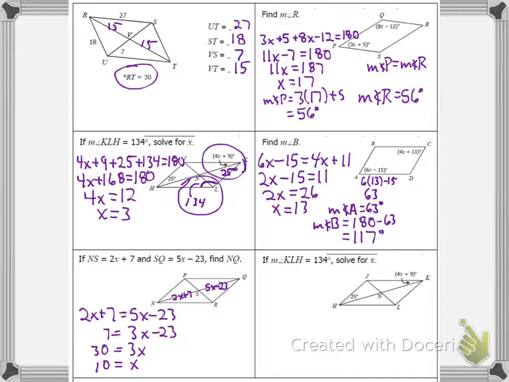Now, they asked us to find NQ, which is the total length. A couple options we have. I could substitute 10 into both of them and combine them, or I could substitute and find one of them and then double it, because really they're equivalent. So let's just say that if NS is 2 times 10 plus 7, that gives me 27. NQ is twice that, so that would be 54 units.